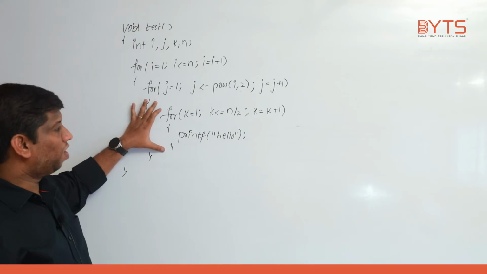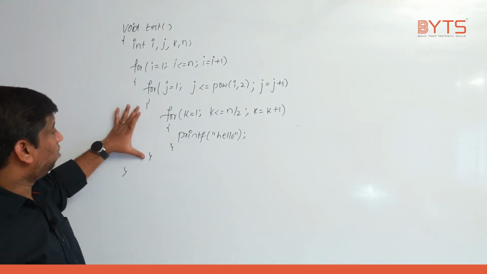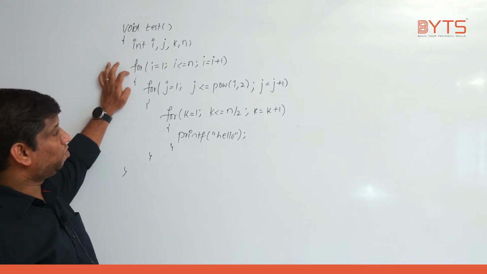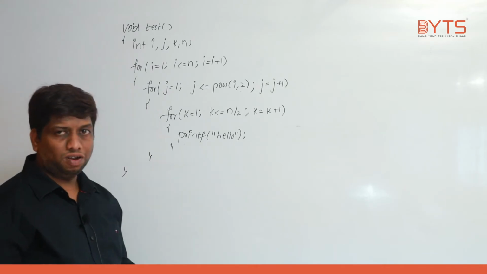See, this is an independent loop running n times. This is an independent loop running n by 2 times. But this loop is dependent on this loop. Let us try to understand what I mean to say.